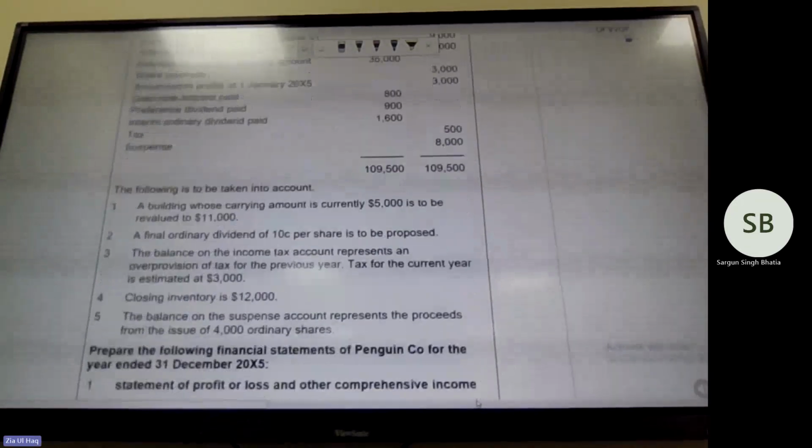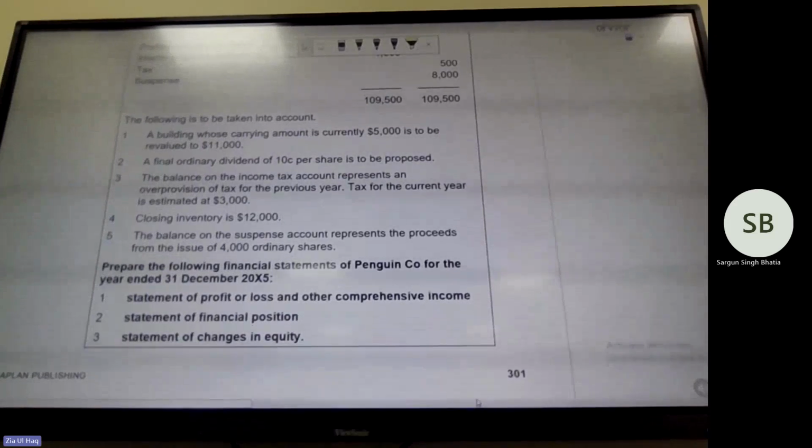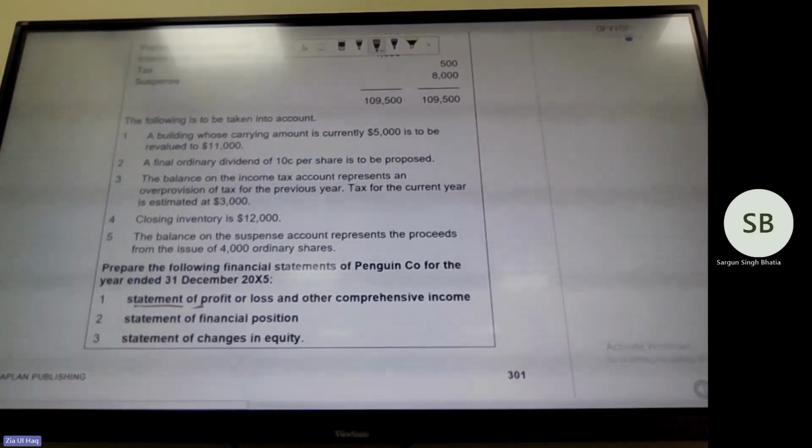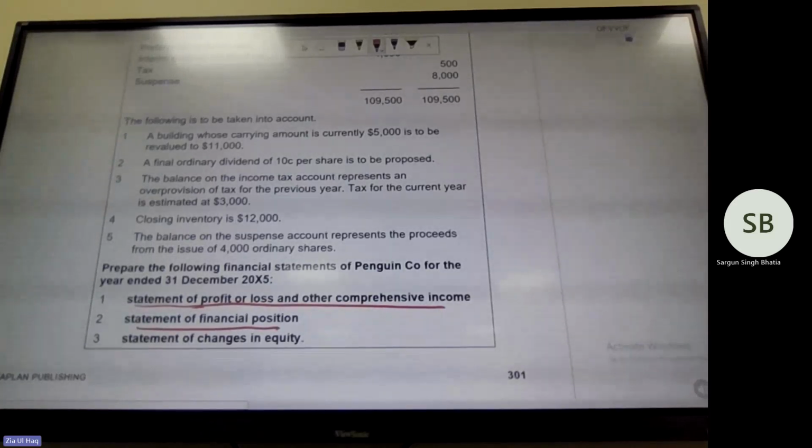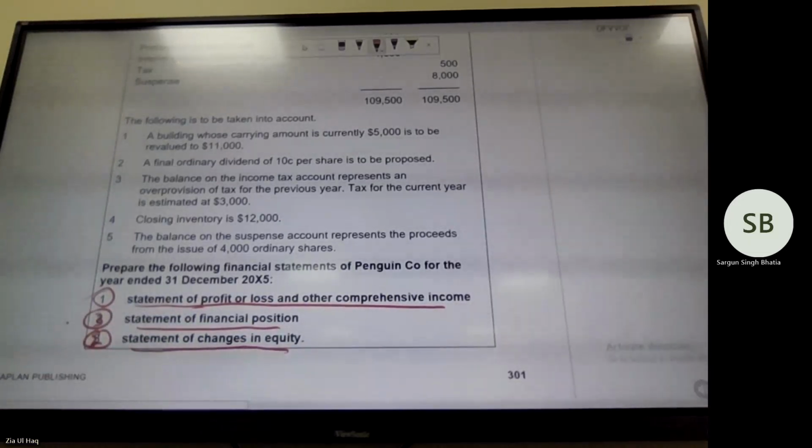What we need to do? We need to prepare statement of profit or loss and other comprehensive income, statement of financial position, and statement of changes in equity. But we cannot prepare statement of financial position before statement of changes in equity. This means first we need to prepare statement of profit or loss, second statement of changes in equity, and then we will be able to prepare statement of financial position.